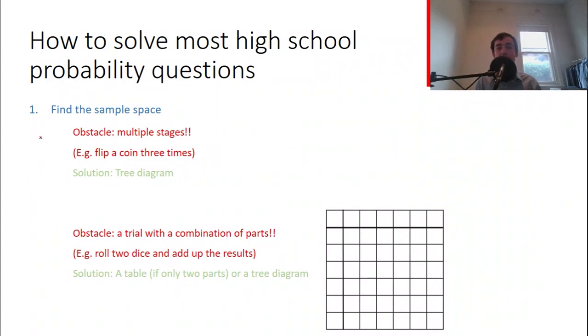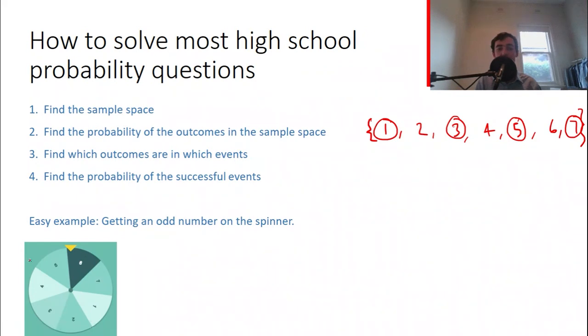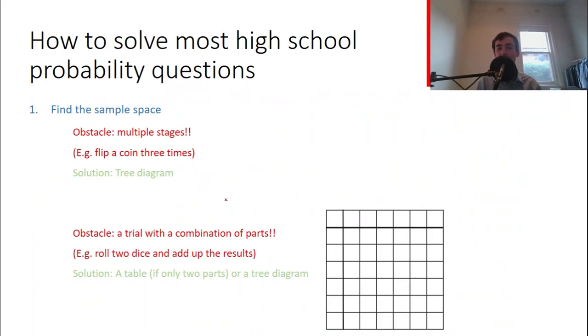So, finding the sample space is not always as easy as just looking at a spinner and writing down the sample space. Sometimes it's a little bit harder. For example, let's say you have to flip a coin 3 times. So there's 3 stages. Okay, so the problem is flipping a coin 3 times. It might be a bit hard to write down all of the outcomes. How do you even write it down? And how many are there, and what are they?